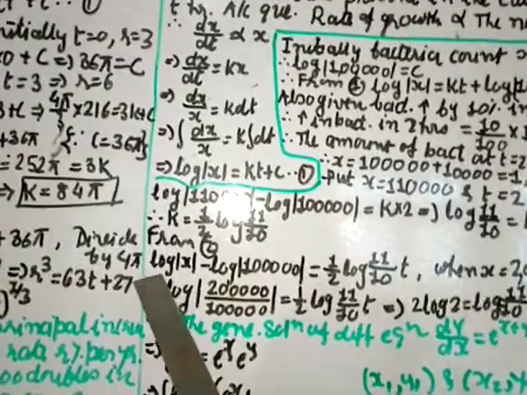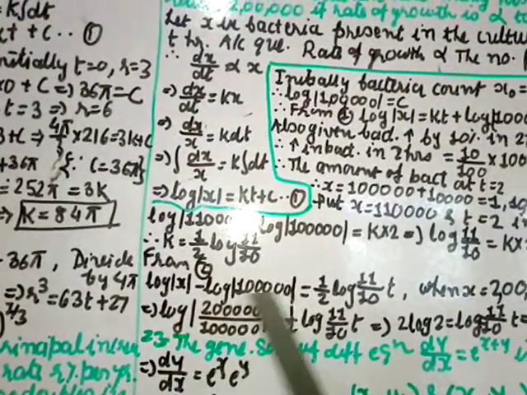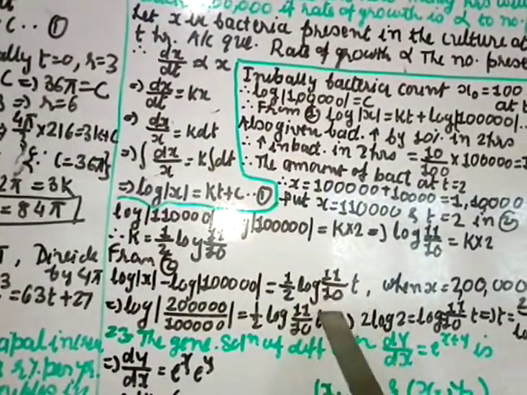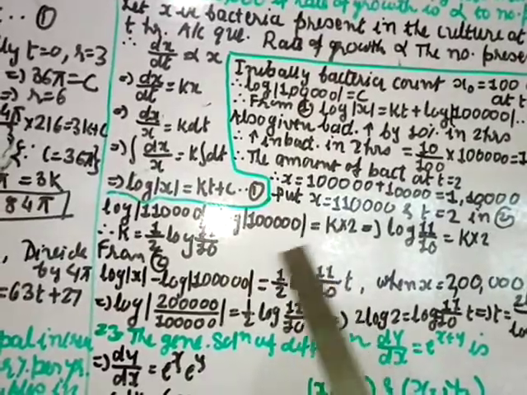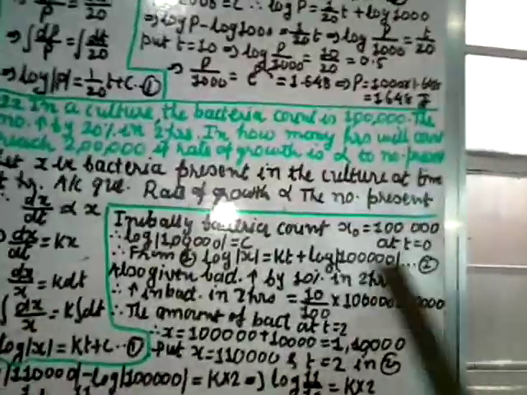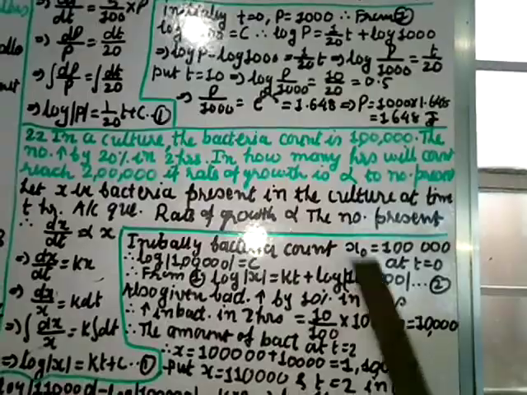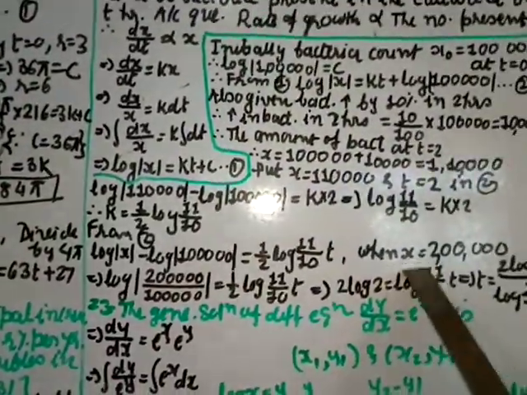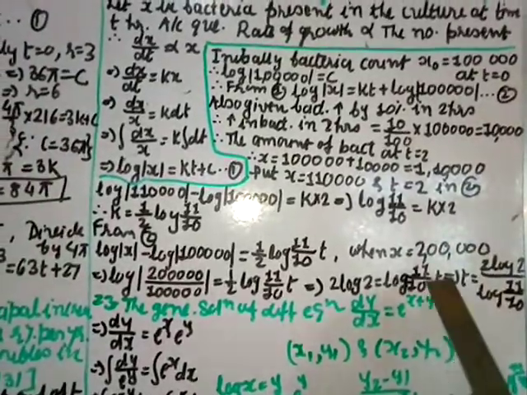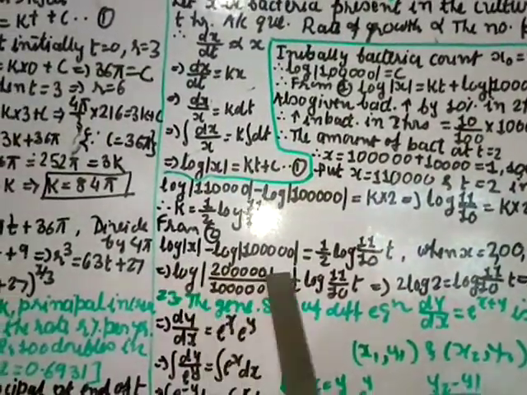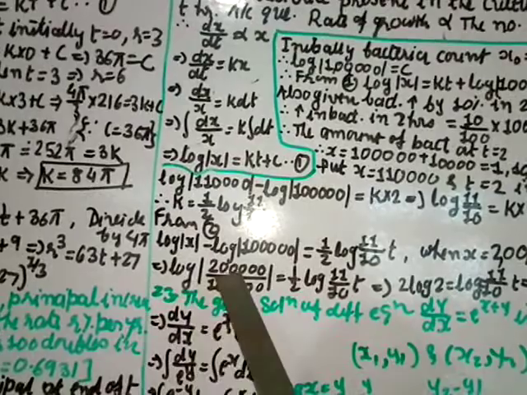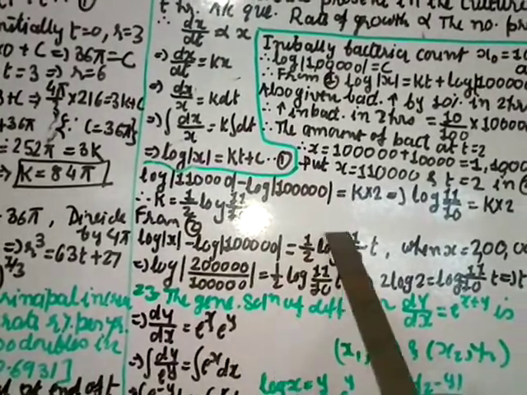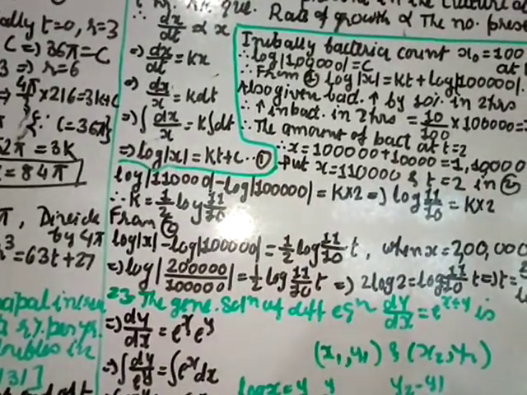Now from equation 2, log x minus log 1 lakh is equal to 1 by 2 log 11 by 10 t. I have put the value of k in equation 2. This whole thing is as it is, but this I have transferred here. Now when x is equal to 2 lakhs, that is what they have asked us, we put 2 lakhs instead of x. Again I have used directly the property, log 2 lakhs by 1 lakh equal to 1 by 2 log 11 by 10 into t.